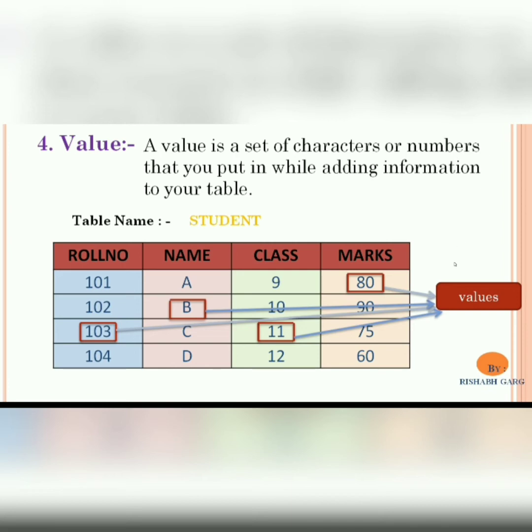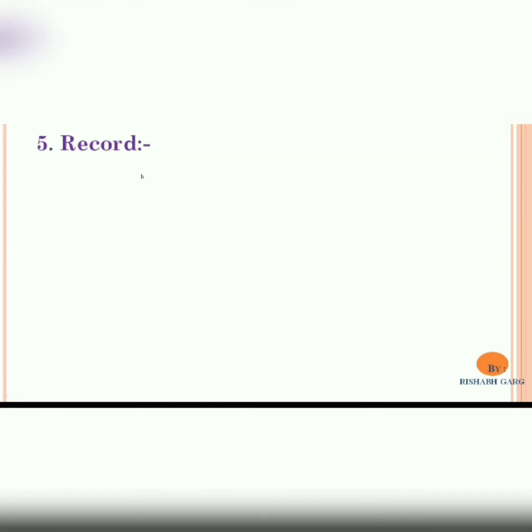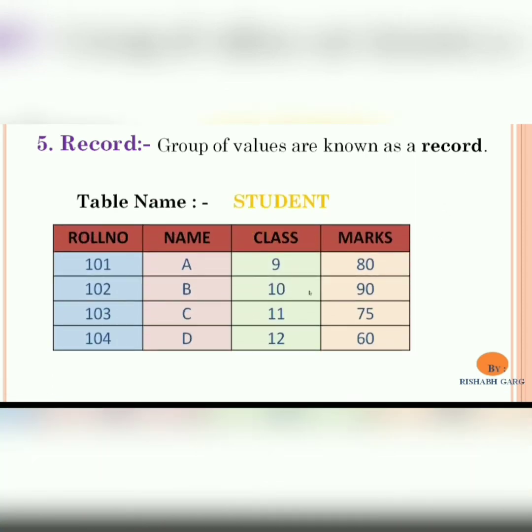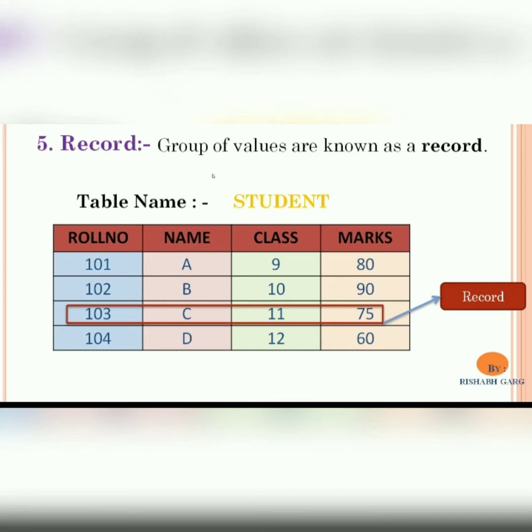Let's move on to the next concept, that is record. Group of values are known as a record. Let's take an example to understand this. Suppose we have a table student. First, we have learned that any individual data is known as a value. But when we combine all these values and make some meaningful information, then this is known as a record. Means group of values are known as a record. I hope it's clear to all of you.